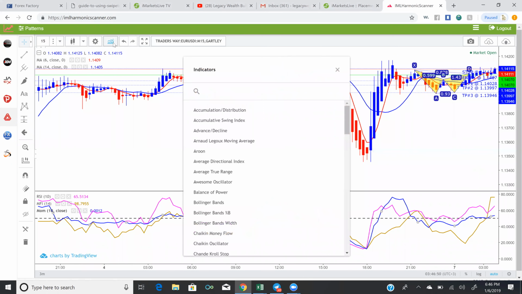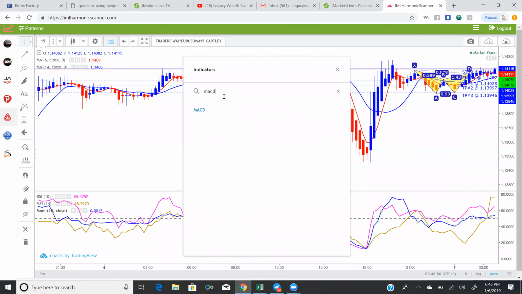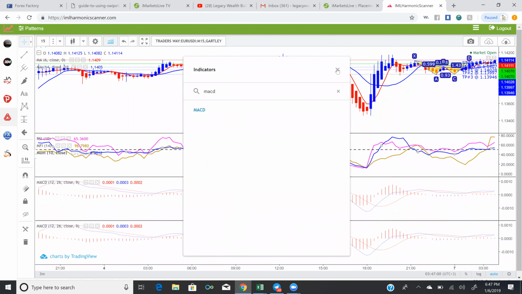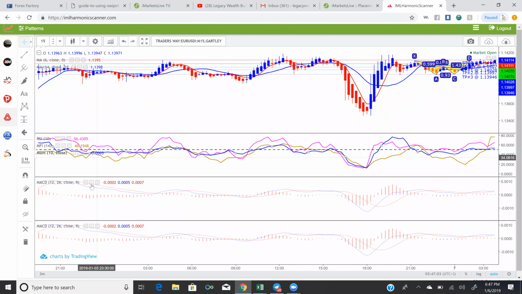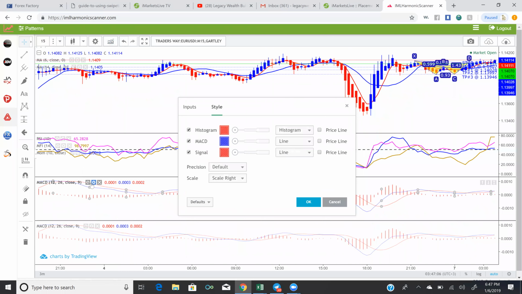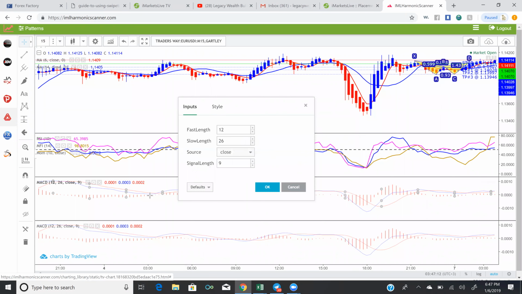The next indicator we're going to do is the MACD. So we'll click right there at the search box. MACD. Click on it twice. I'm going to change the format by going to inputs. 12, 26 is good, close is good, but change the 9 to a 1.